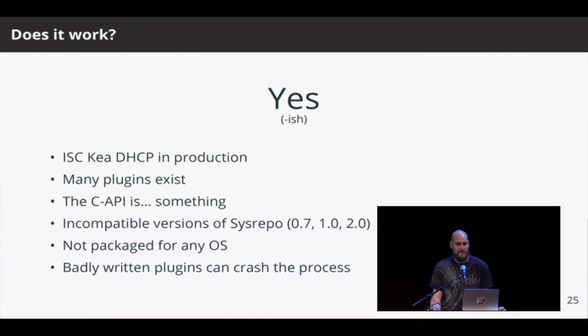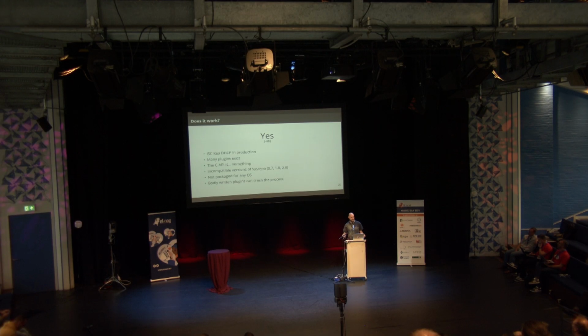Also, the versions of sysrepo that are released, which are 0.7, 1.0, and recently 2.0, are incompatible with each other. So if you want to install sysrepo but don't have a plugin for 2.0, only 1.0, it probably won't work. So you cannot run all the plugins on the same machine.